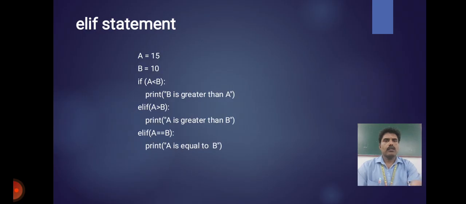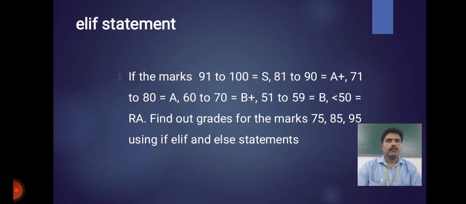Now we have one example. A equal to 15, B equal to 10. If A is less than B, print B is greater than A. Elif A is greater than B, print A is greater than B. Elif A is equal to B, print A is equal to B. In that case, A is 15 and B is 10, so A is greater than B. So the second elif statement is run.